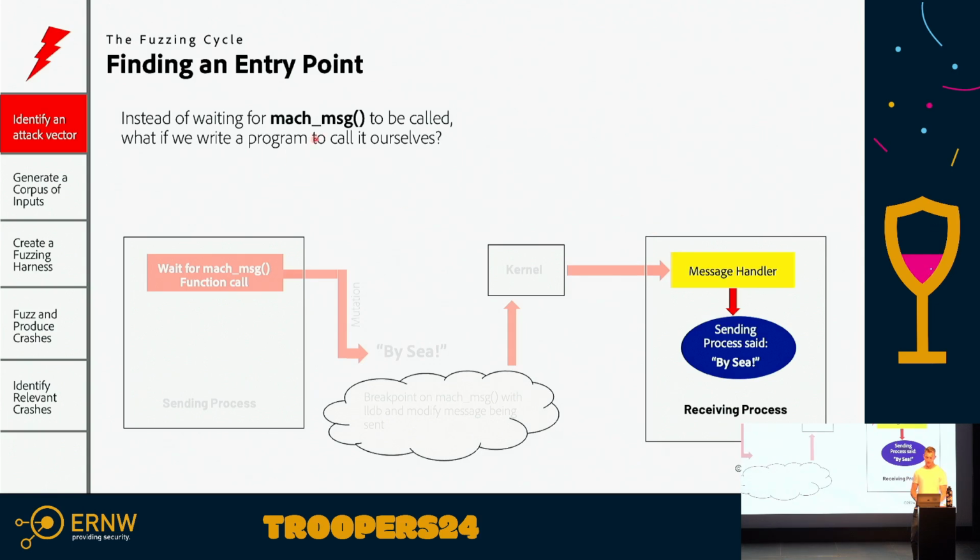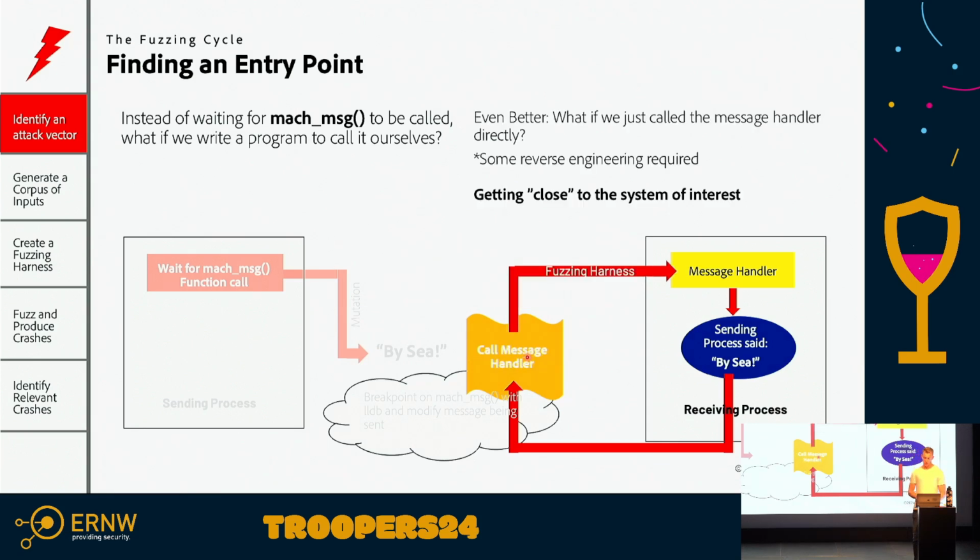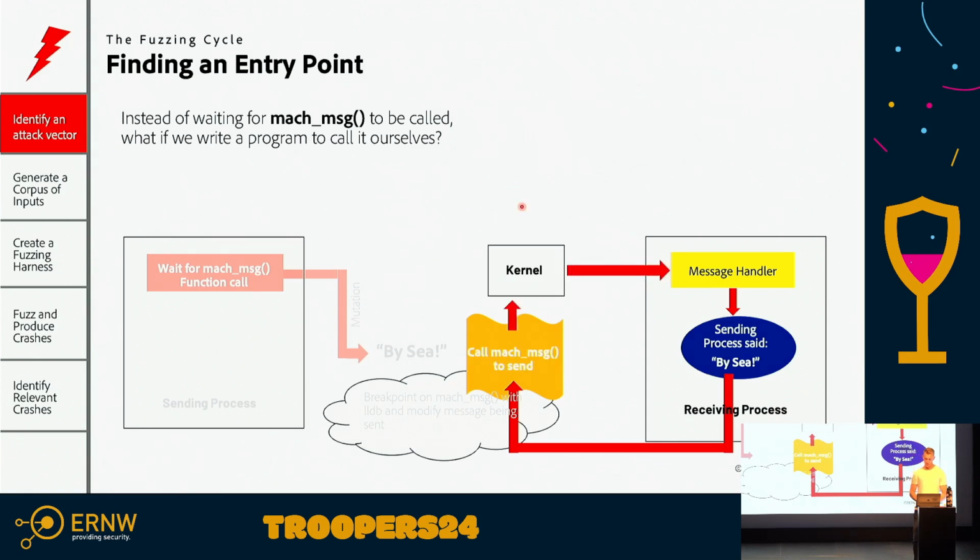So what if instead of waiting for that Mach message function to be called by the system, we just write a program to call it ourselves? We cut out the middleman here, and we say, let's just call Mach message in a C program that we write. This is a lot better because we don't have to wait for Mach message to be called, but we still have to deal with the kernel here.